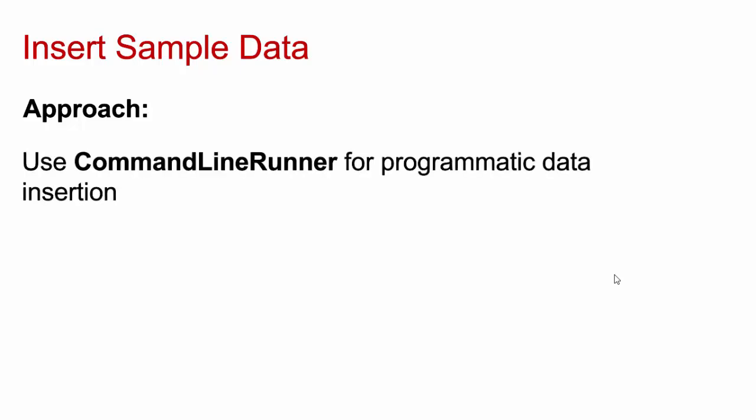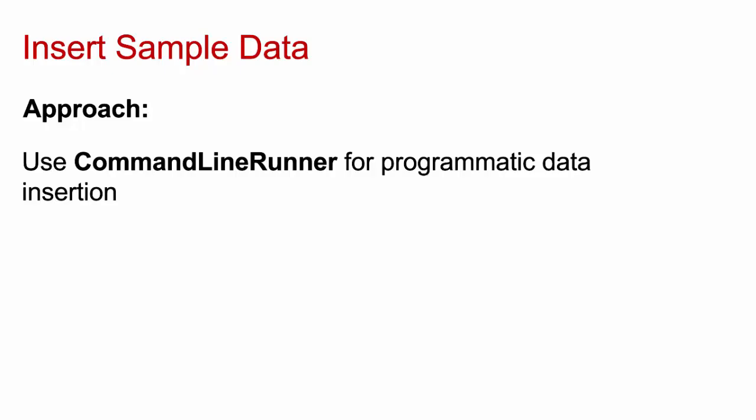For insertion of sample data, there could be multiple approaches. In this lesson, I'm going to use command line runner for programmatic data insertion. Now, why am I using command line runner? Command line runner has a specific method called run, which gets invoked once the Spring Boot application is loaded. In this specific case, as we are using in-memory H2 DB, no data will be available in the database at the application startup. Even if we save in the next run, the data would be gone.